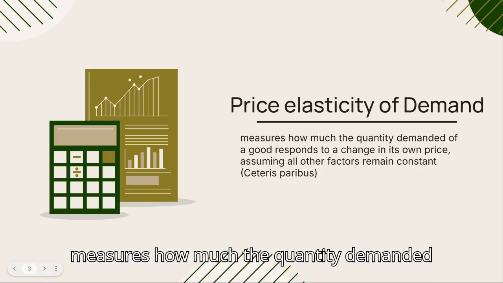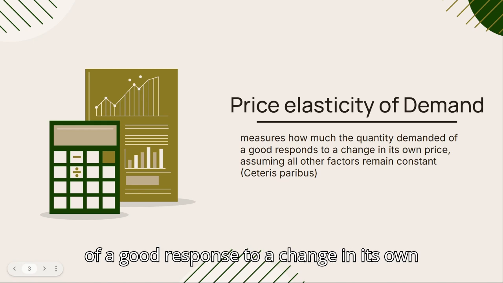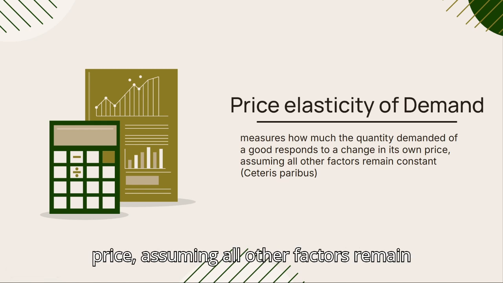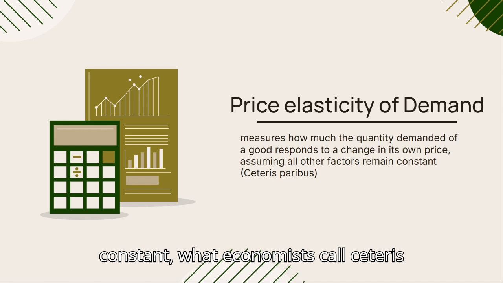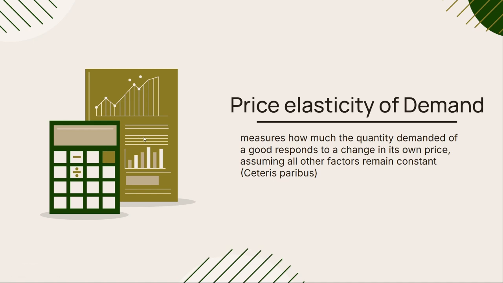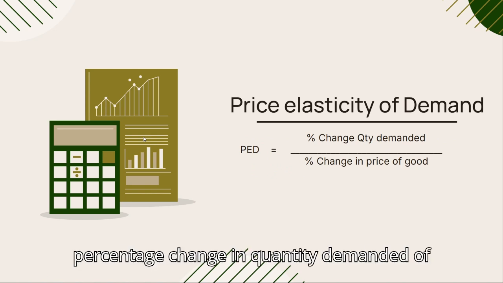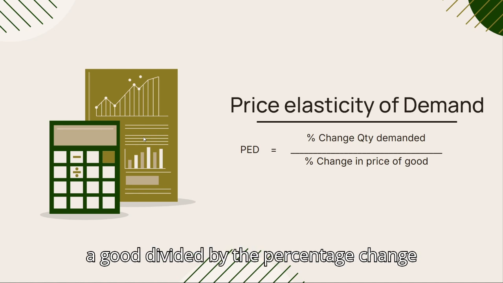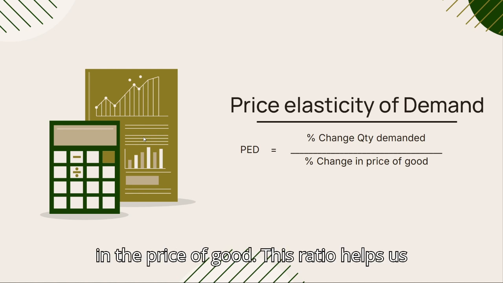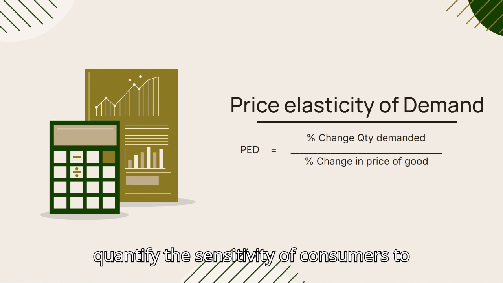PED measures how much the quantity demanded of a good responds to a change in its own price, assuming all other factors remain constant, what economists call ceteris paribus. The formula of PED is represented by the percentage change in quantity demanded of a good divided by the percentage change in the price of the good. This ratio helps us quantify the sensitivity of consumers to price changes.